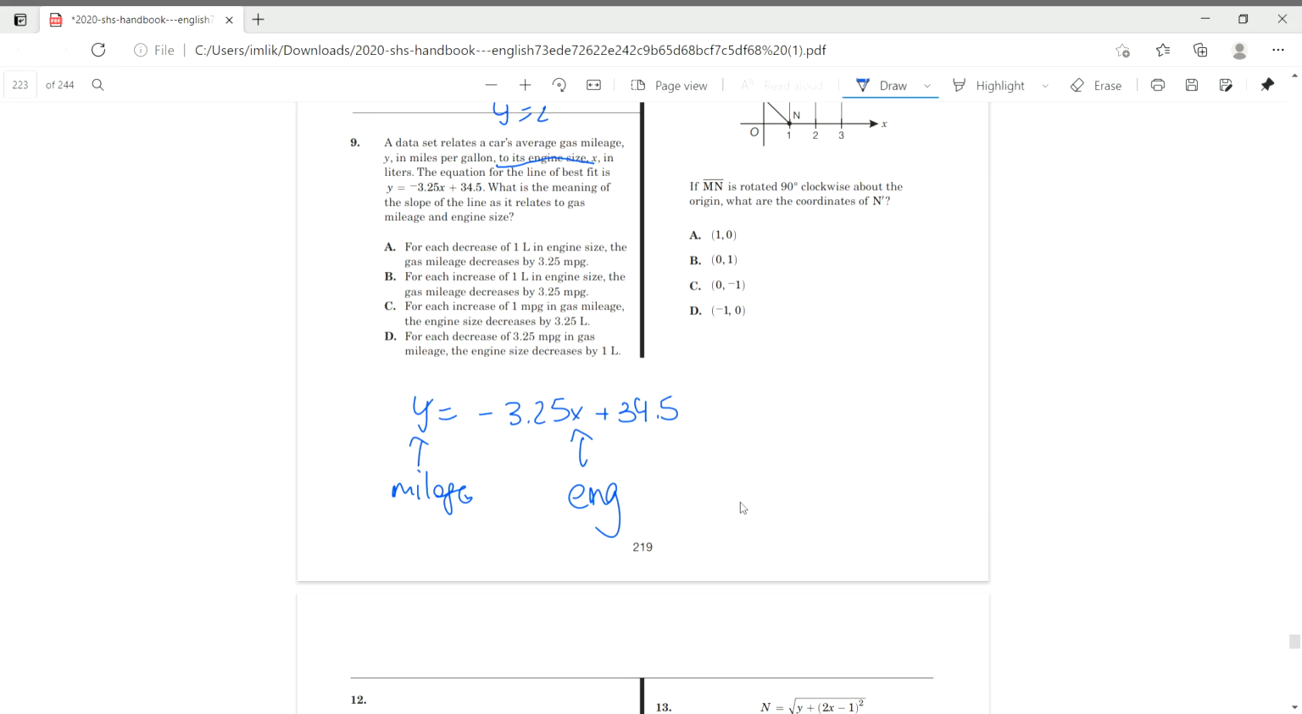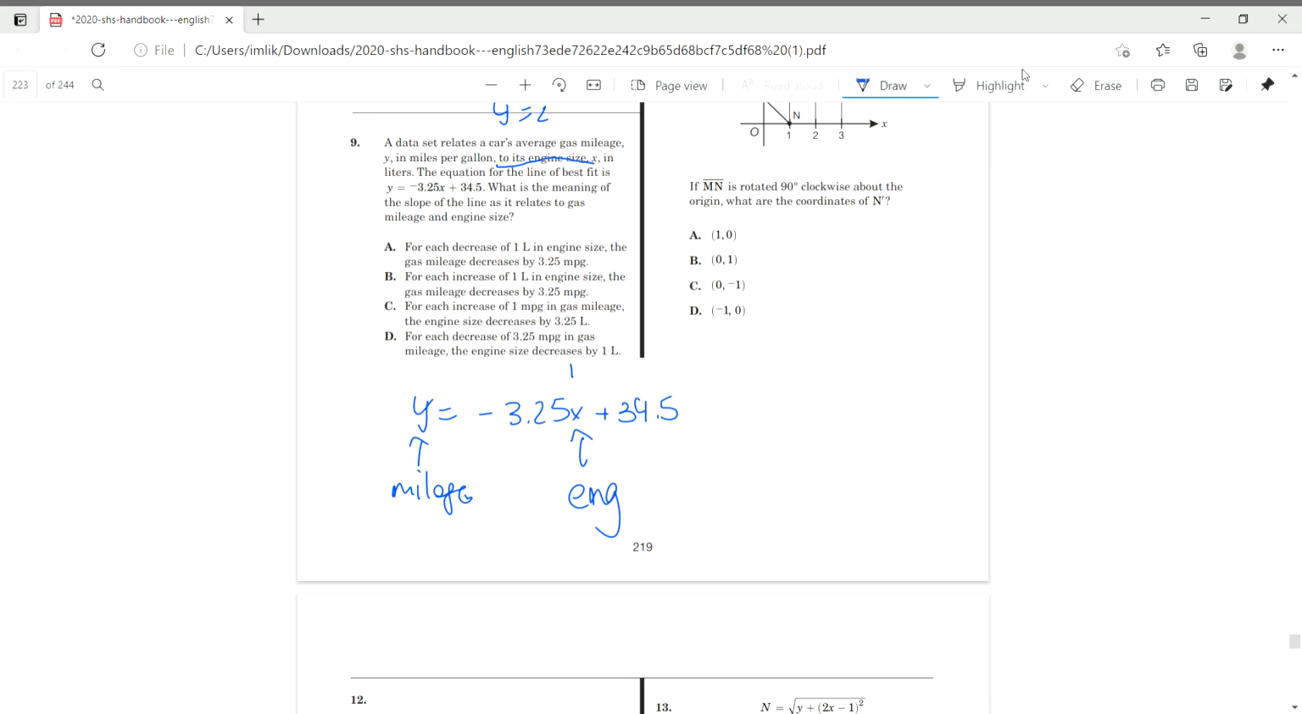So for each decrease of 1 liter in engine size, the gas mileage is increased by 3.25 mpg. Well, is it? If our x is 1, that would mean that we're adding negative 3.25 plus 34.5, which gives a smaller gas mileage. So no, that's wrong. Actually, the gas mileage is decreased. Oh, wait, never mind. So for every increase in 1, wait a minute. Okay, disregard what I said. Sorry, I'm all over the place.